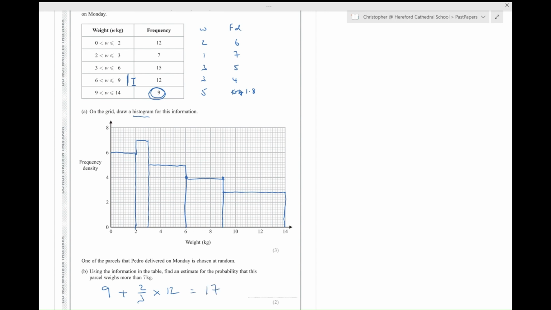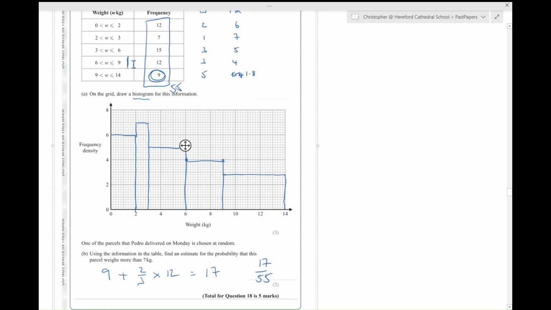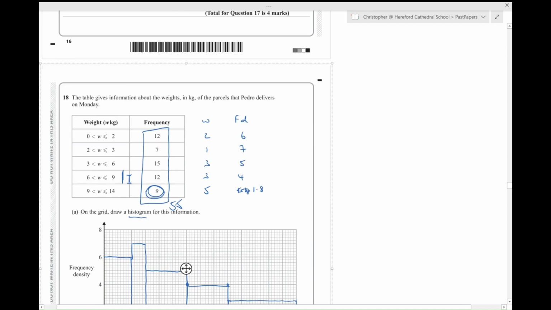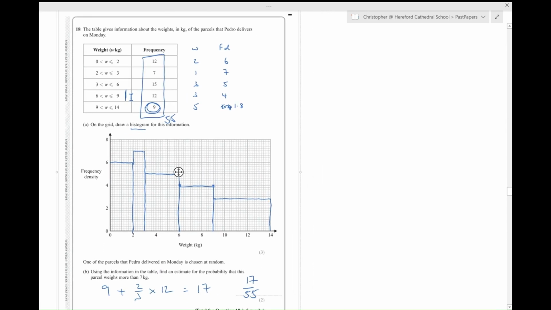That's 17 out of how many parcels? And if I add up all these frequencies, I can see that he delivered 55 parcels. So the answer is 17 over 55. And that is question 18. Here it is. Question 18 complete.